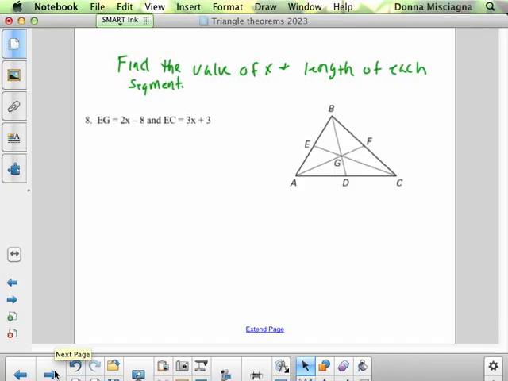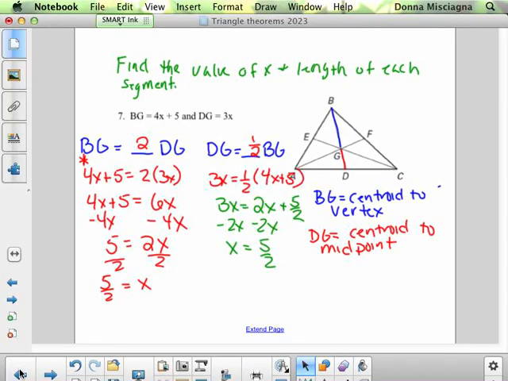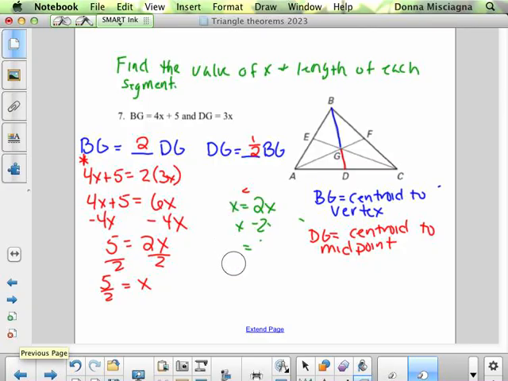And again, let's find the relationship. Oh, well, we forgot to do something. We forgot to find the length of each segment. All right, so you don't have to put this part in your notes. I'm just going to erase this part. But you do need to put this part in your notes, and that is the length of each segment.